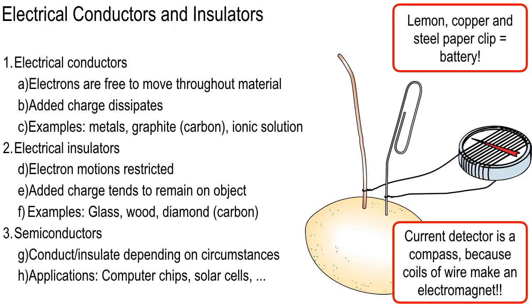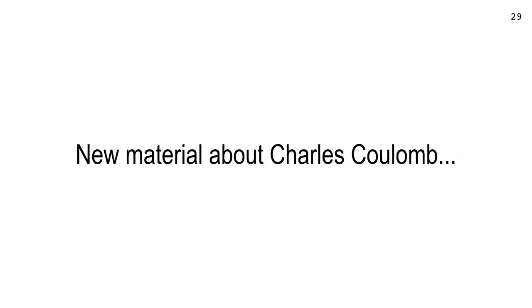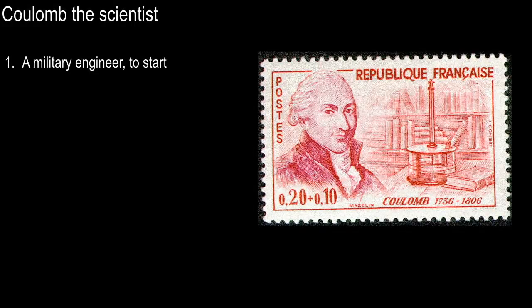Okay, now I want to go through some material about the electromagnetic interaction. The electromagnetic interaction is named after a man named Charles Coulomb. Charles Coulomb from France is the guy that figured out the force law, just as Sir Isaac Newton figured out the force law for universal gravitation.